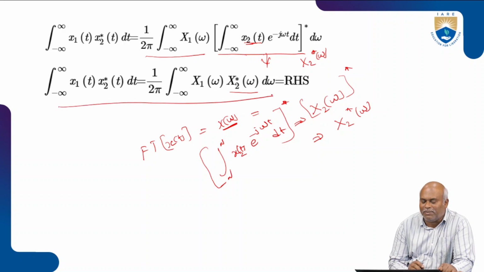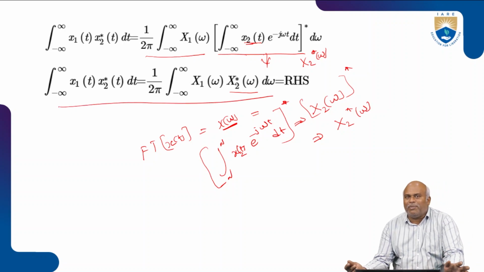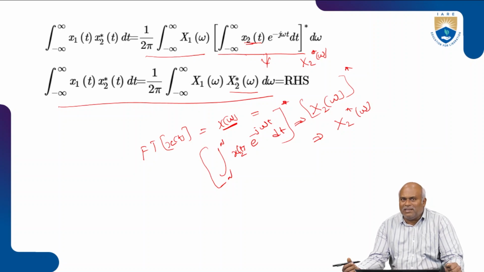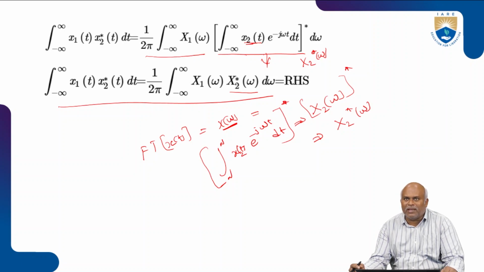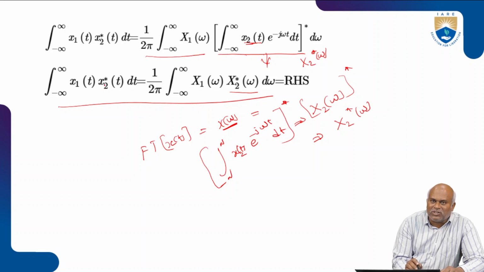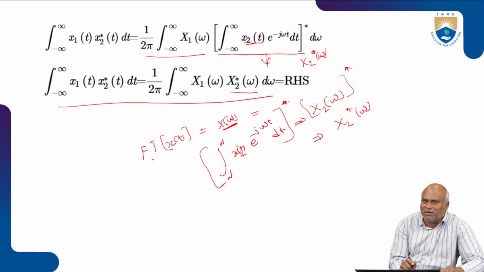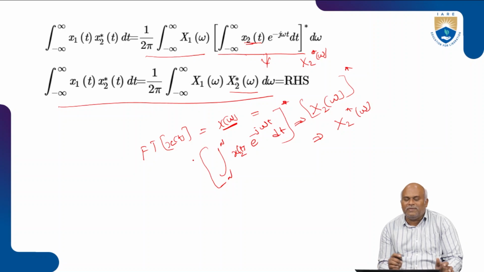What does it represent? If you take the Parseval relation, integration of minus infinity to plus infinity x1 of t and x2 star of t dt is equal to 1 by 2 pi integration of minus infinity to plus infinity X1 of omega X2 star of omega d omega. Now, the left side as well as the right side of the Parseval relation is proved.